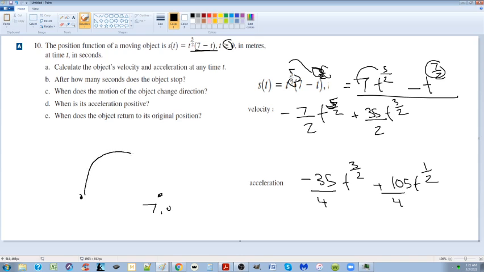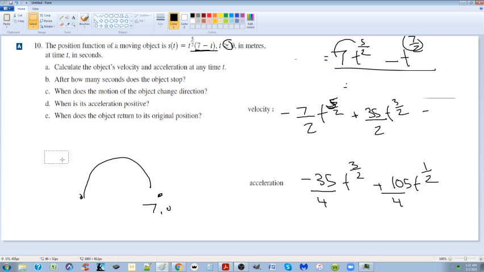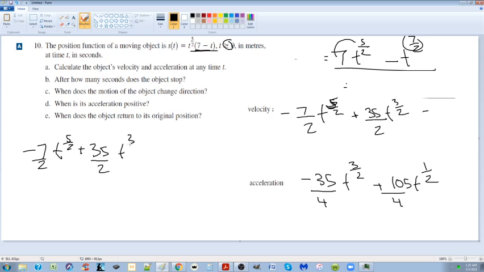So when does the motion of the object change direction? And after how many seconds does the object stop? So I think they're first saying, when does this equal 0? And that's an interesting one. So this one I'm going to have to write a little bit more clearly. So I'm talking about minus 7 over 2 t to the 5 over 2 plus 35 over 2 t to the 3 over 2. I hope I got it right.